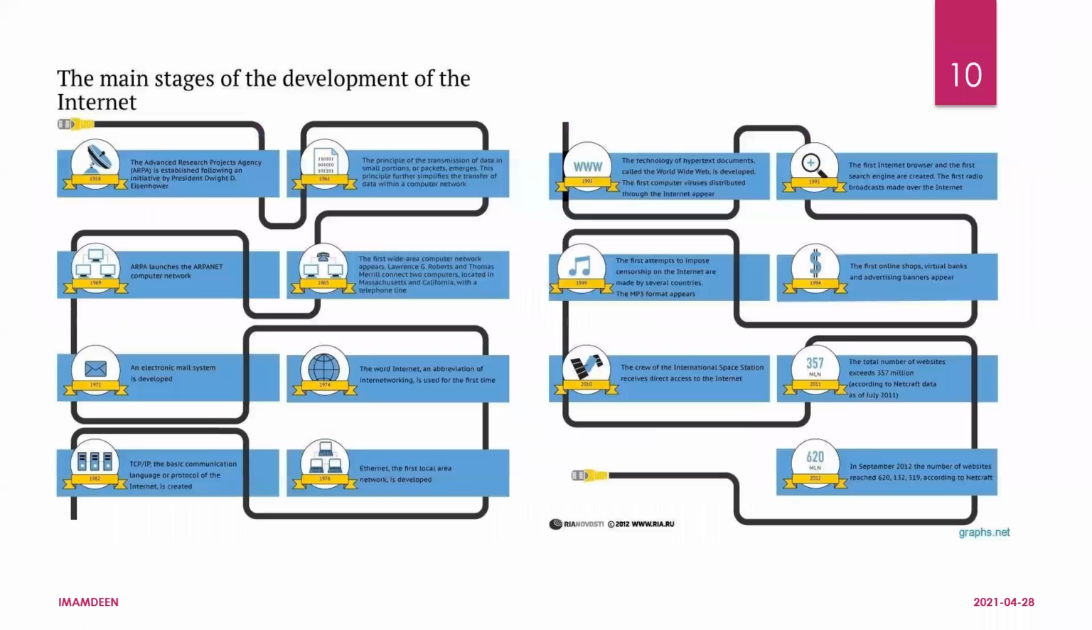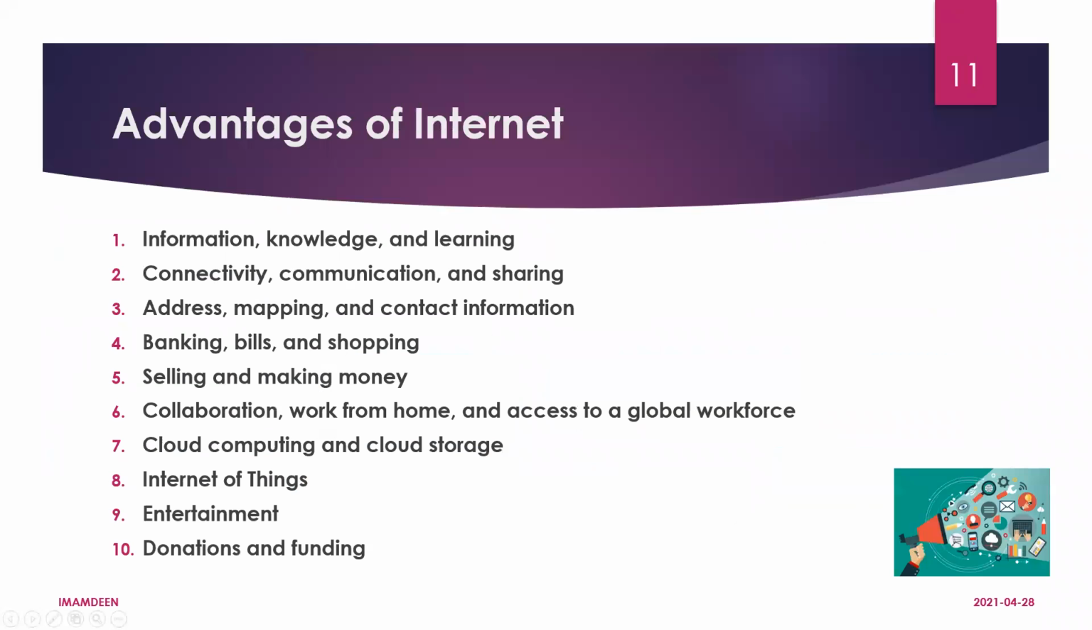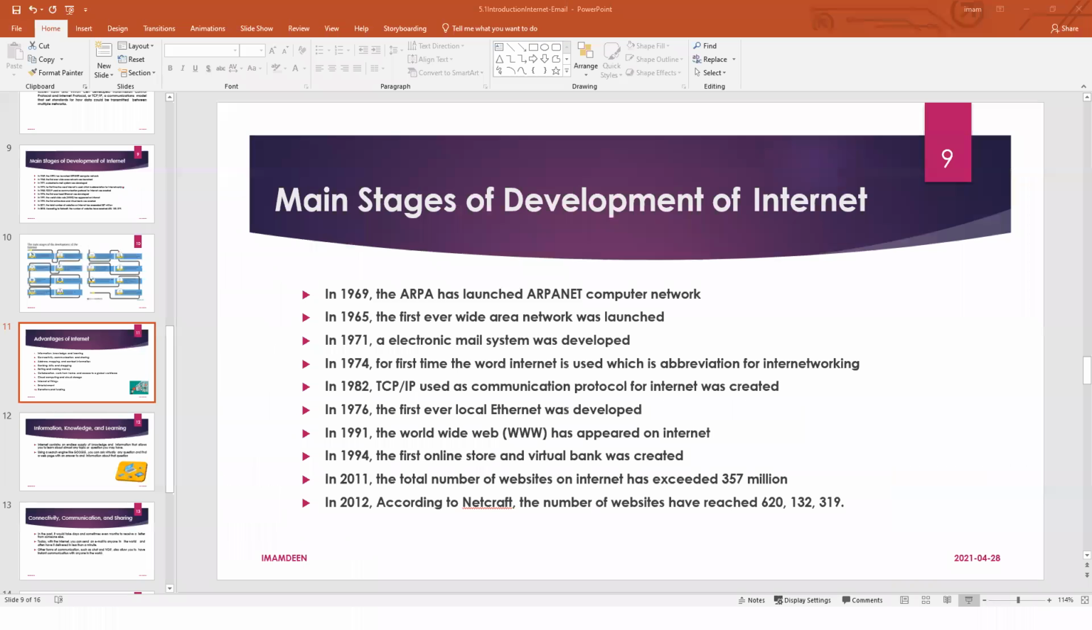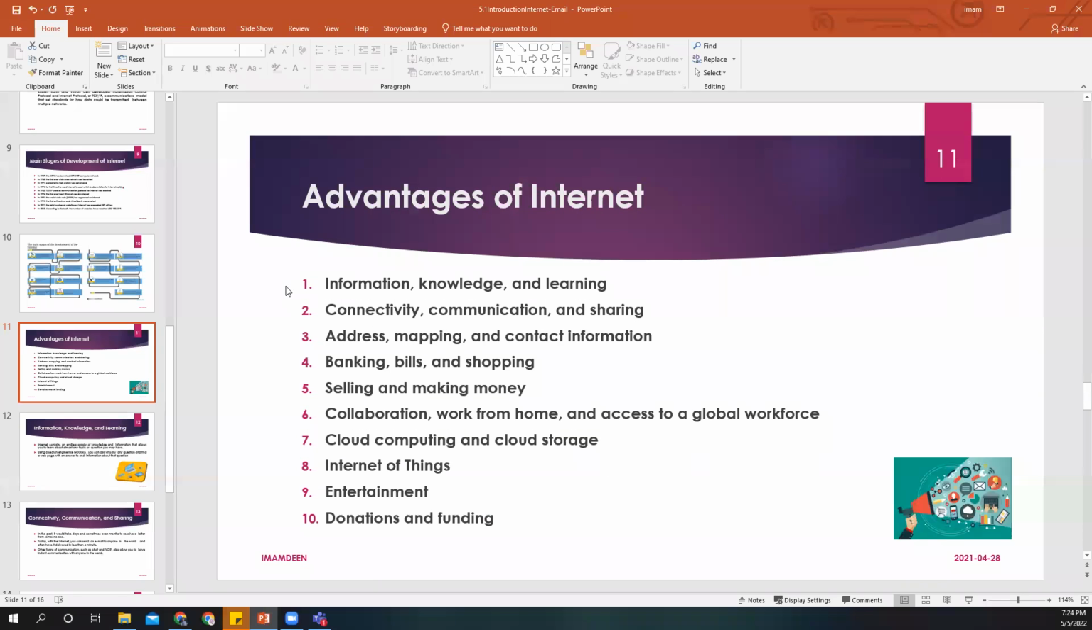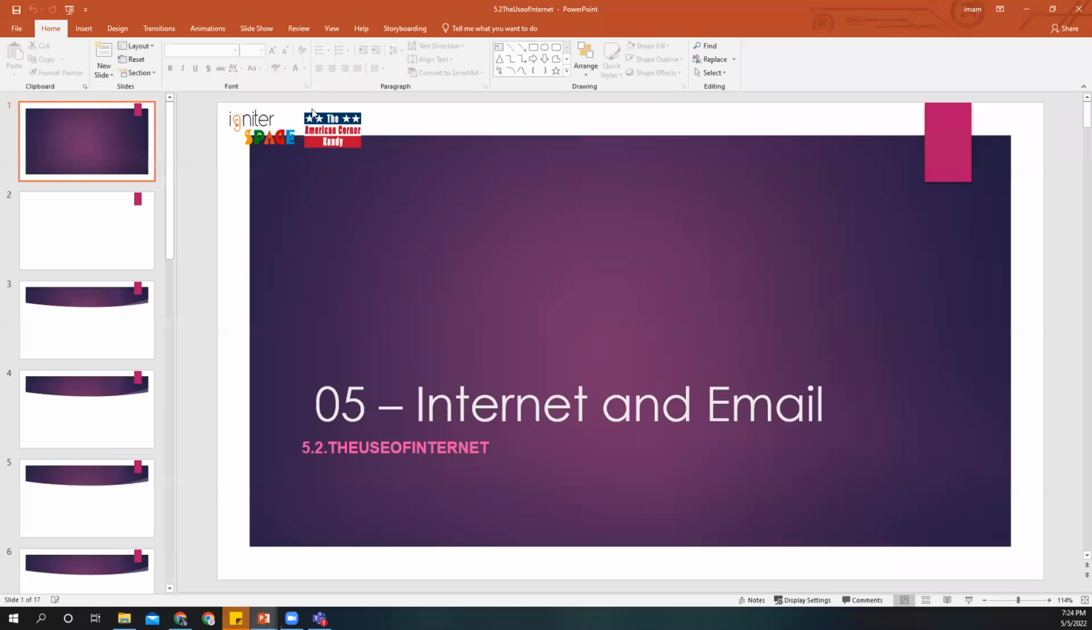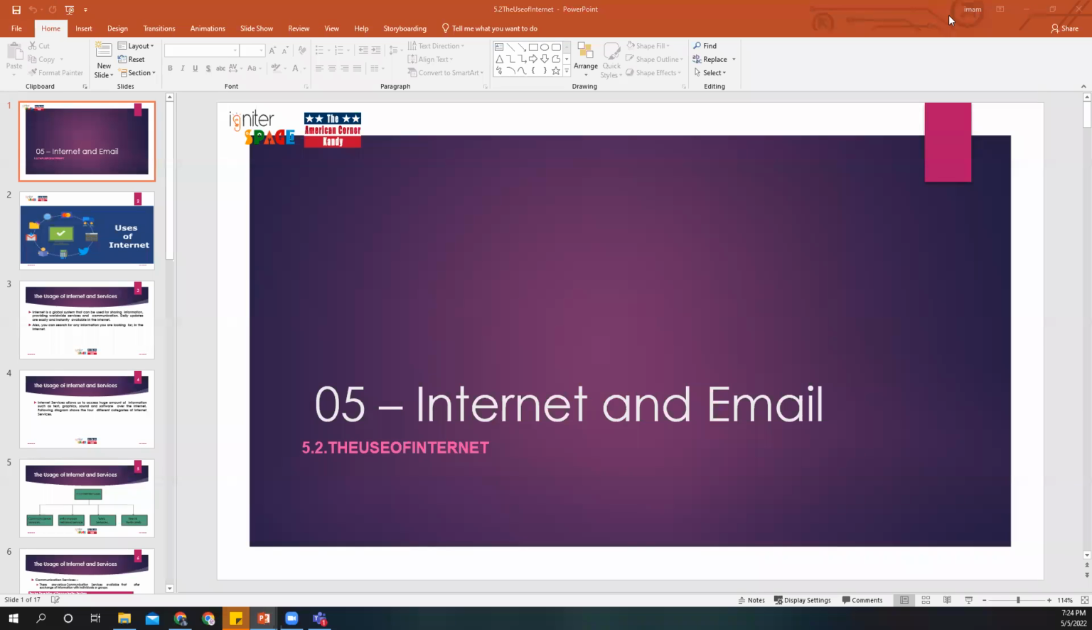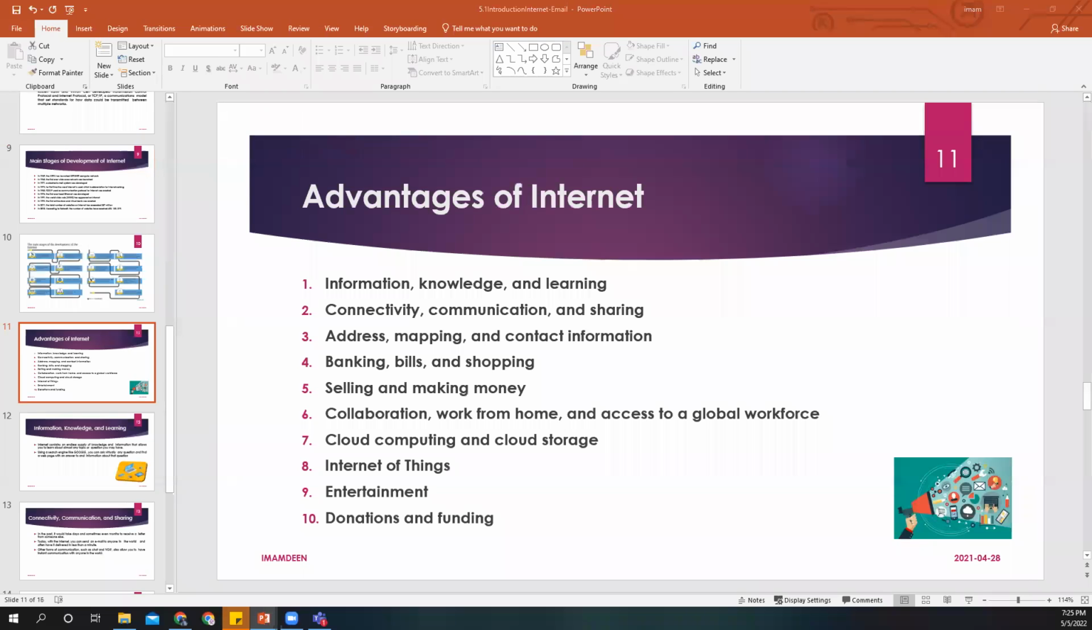So next you can see the main stages of development of the internet. That same thing. So the advantages of the internet: information, knowledge and learning. Information, knowledge, learning means, students, now what we are doing? We are sharing our information. I am sharing my information with you people, and the knowledge, right? Through the internet we are studying. That's called information, knowledge and learning.